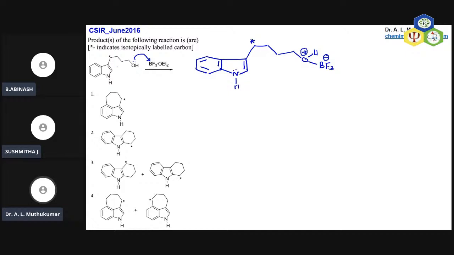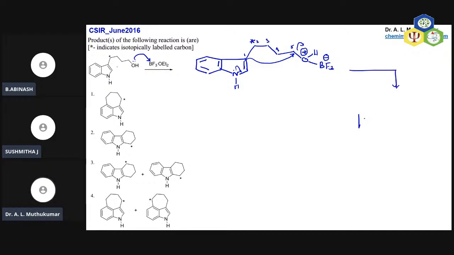What happens here? We already know the third position of indole is more reactive. So this electron pair comes here, and this electron pair goes and attacks the CD2 group, and as a result this group will be leaving. So how many rings will be formed? You can cross check: 1, 2, 3, 4, 5. There is a formation of a 5-member ring at the third position.